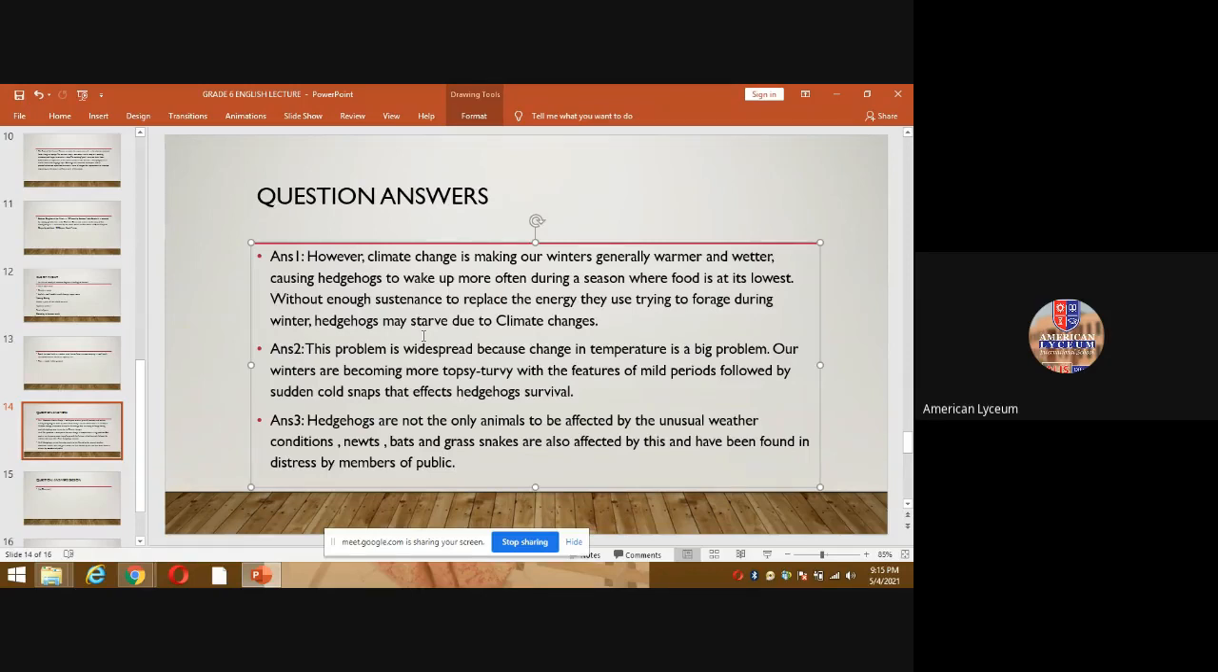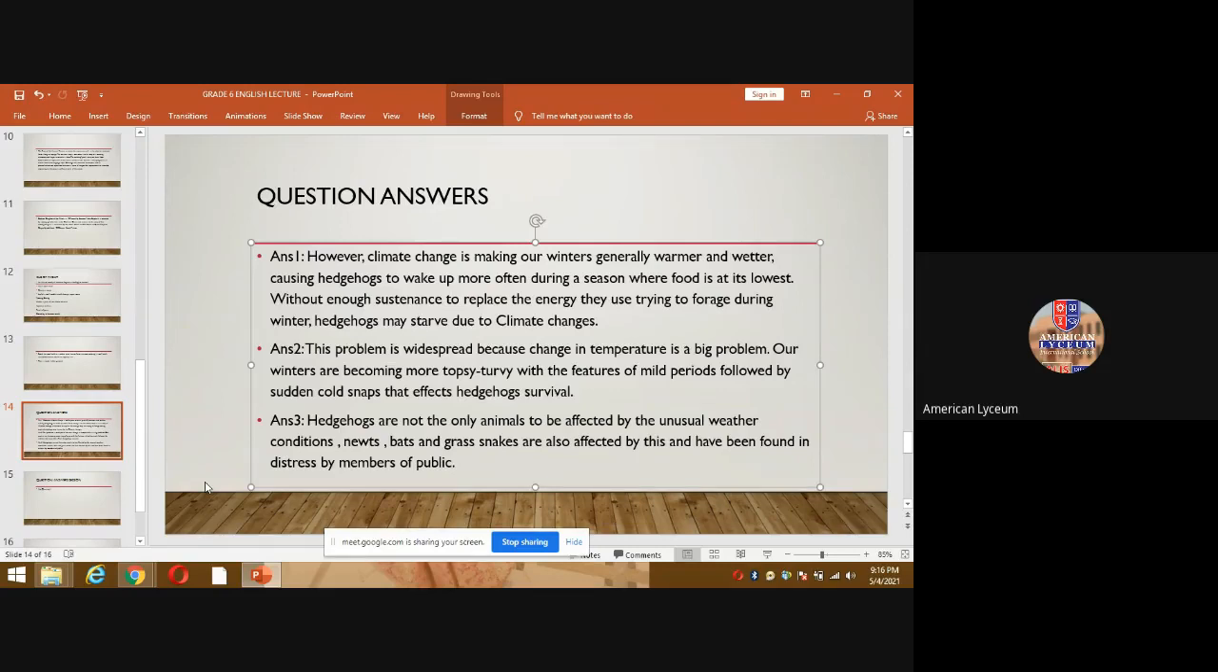Okay, class. So if you open the first paragraph, the first paragraph says that they should be curled up enjoying a 4-month winter sleep. So their hibernation is 4 months long, but the warm British winter has tricked thousands of young hedgehogs. So who tricked them?